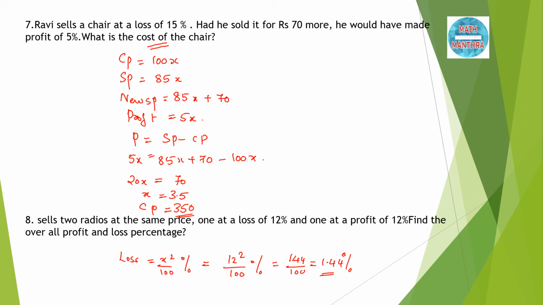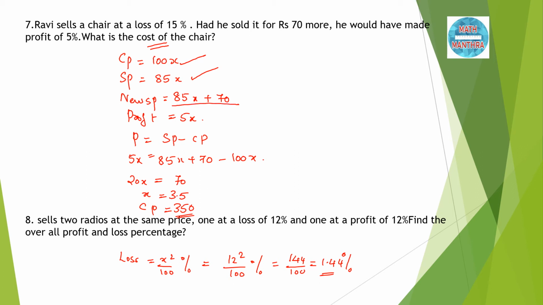Selling price in the first case, there is a loss of 15%. So obviously the selling price should be 15% deducted from 100, that is 85x. So this is cost price, this is selling price. Now see the second statement, had he sold it for rupees 70 more. So what is the new selling price? Initial selling price plus 70 more rupees. So this is the new selling price. Then he would have made a profit of 5%.